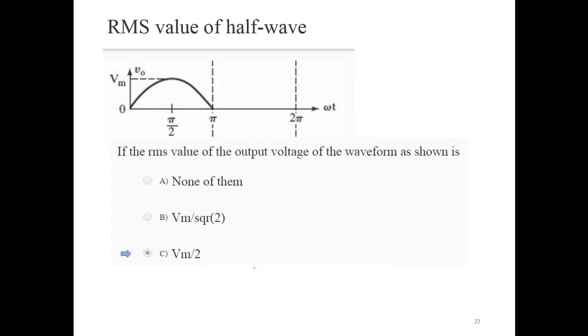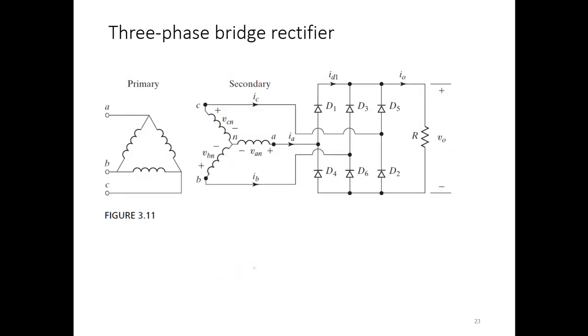Now, we just mentioned that the RMS value of the half sine wave is Vm by 2. But in the previous calculation, you did some calculation. This is the application of that one, like in a three-phase rectifier.